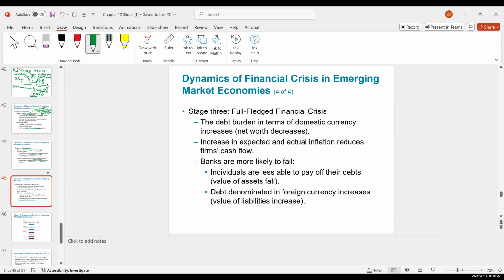Okay. So stage 3 is where we have a full-fledged financial crisis in developing countries. The debt burden in terms of domestic currency increases, so the net worth of banks or governments is going to decrease. Then the increase in expected and actual inflation reduces what? Firms' cash flow. Banks are more likely to fail. Individuals are less likely to pay off their debt. Debt denominated in foreign currency increases. That's what we talked about, the problem of original sin. So those are the problems.